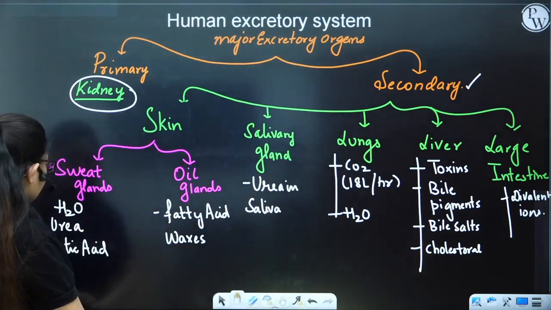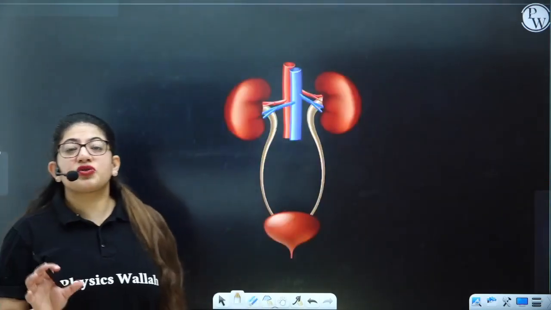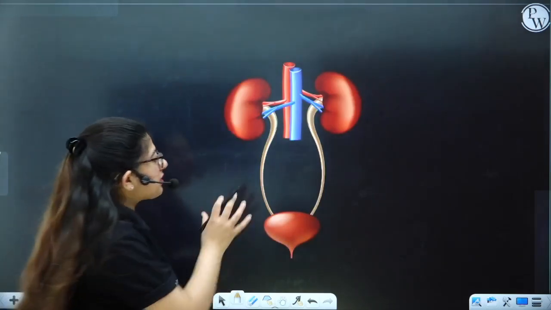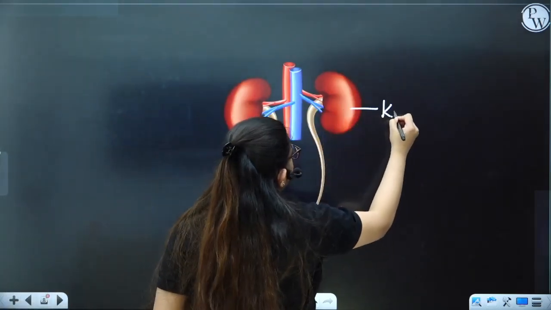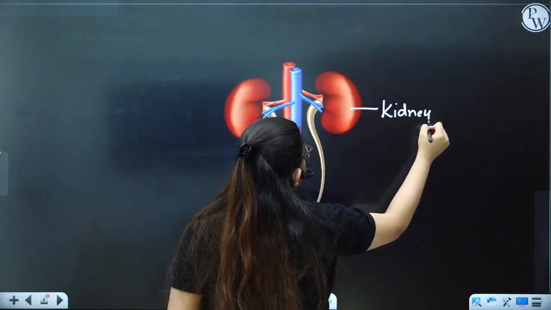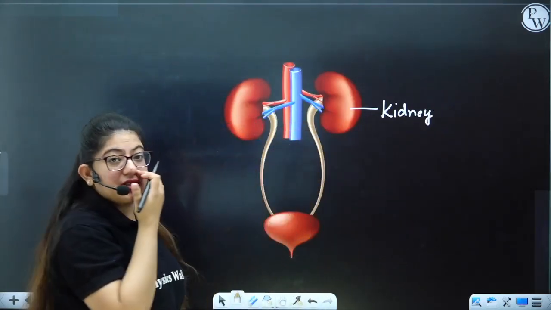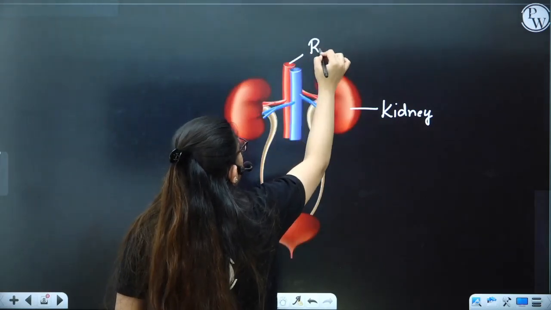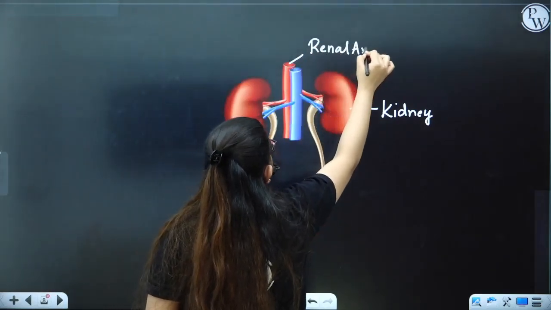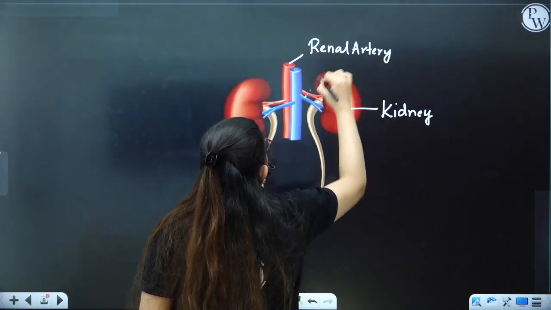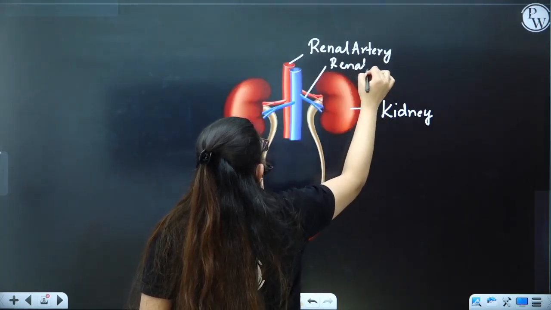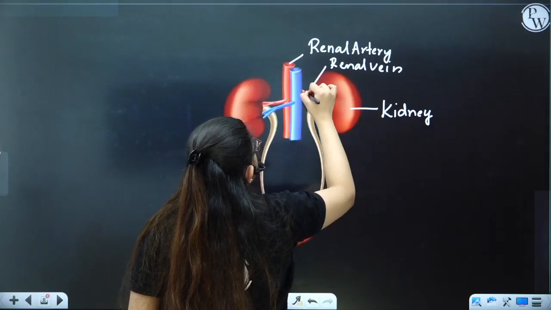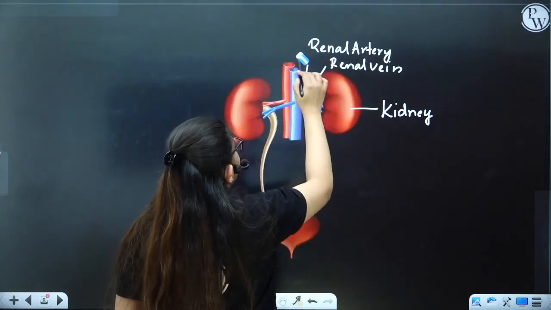All right, so let's talk about the human main excretory system, which involves the kidney. You can see this system. This is the kidney. You have two kidneys. As you can see, one kidney is here, another is there. Okay. And the kidney is supplied by blood vessels. This is the renal artery, and then we have the renal vein. Okay. So this one is the renal artery and this one is the renal vein.